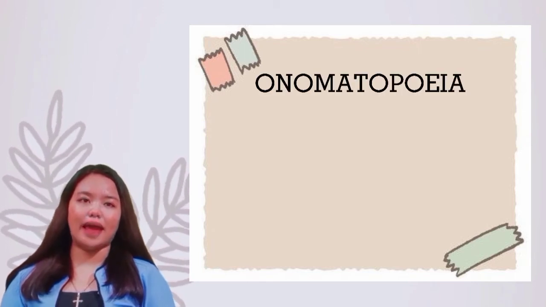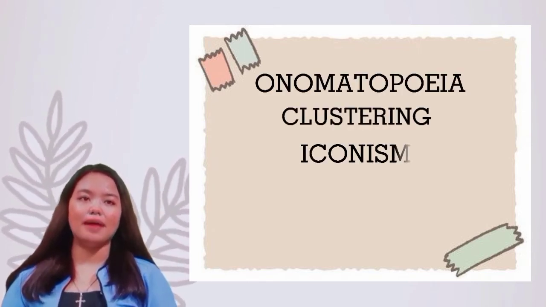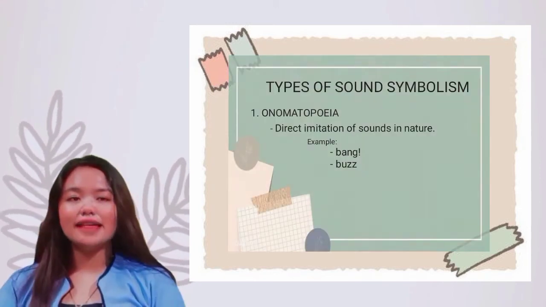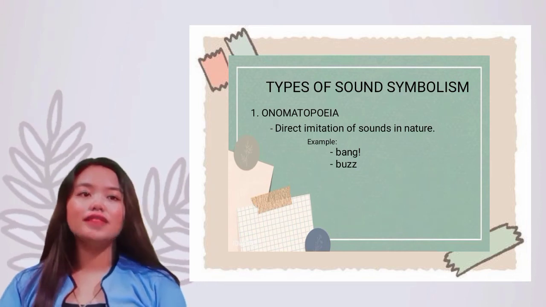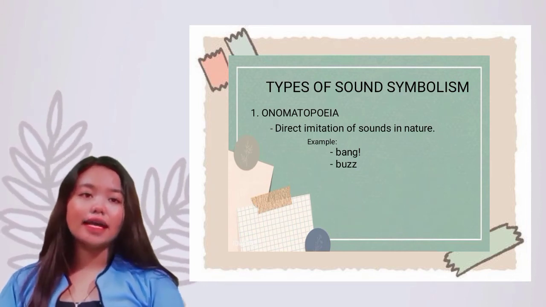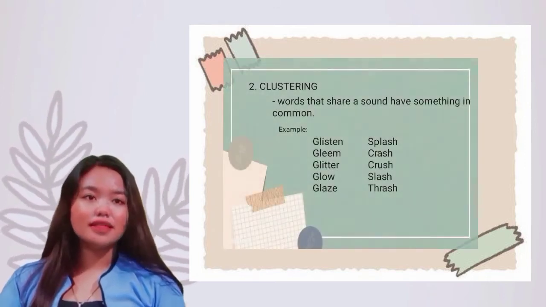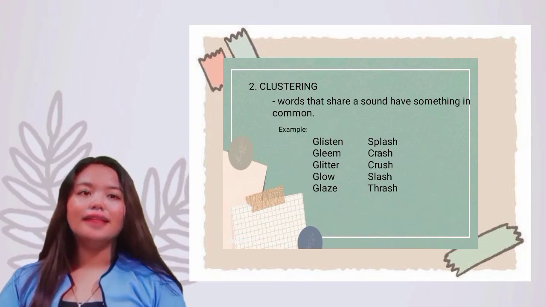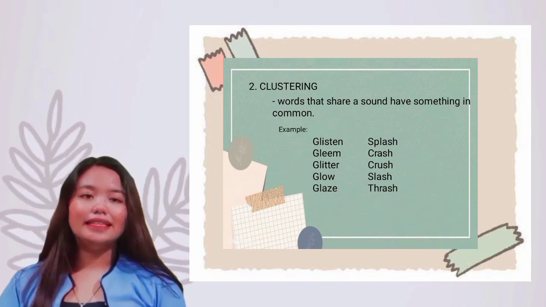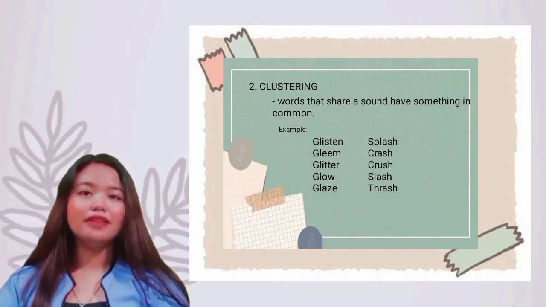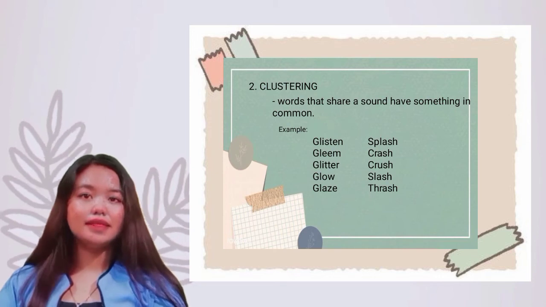Now, there are types of sound symbolism. These are onomatopoeia, clustering, iconism, and lastly, phonemimes and psychomimes. Onomatopoeia is a direct imitation of sounds in nature, just like a bong or a buzz. Clustering are words that share a sound and have something in common. Let's take these words for example: glisten, gleam, glitter, glow, and glaze. These words refer to shiny or sparkling objects, and as you may notice, they do share the same sound.